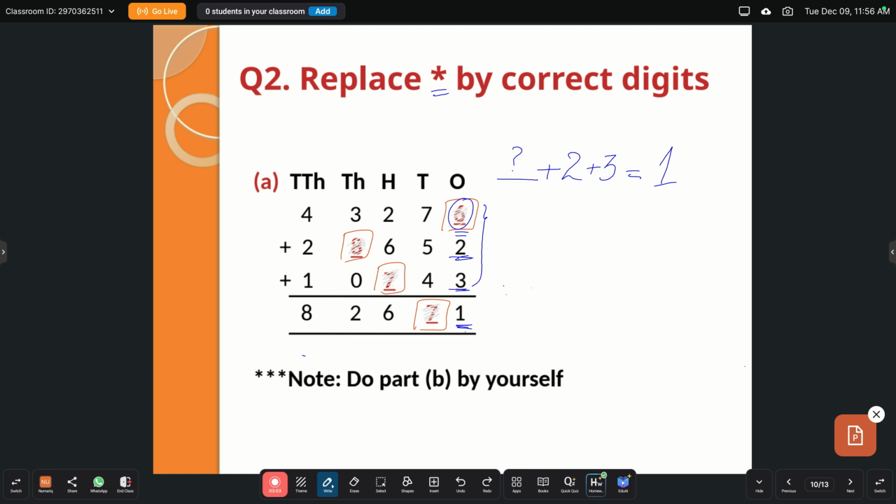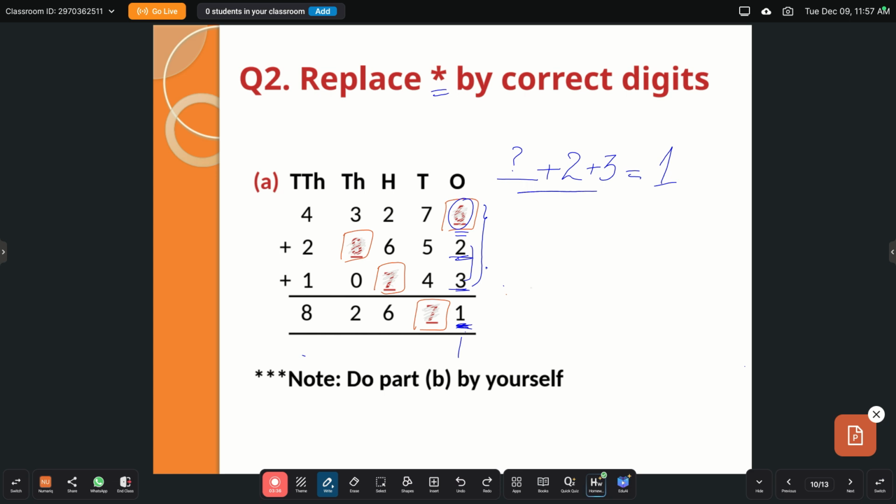Is it possible to have a sum that is less than the addends? No, it is not possible. Here it's asking you to add something to this 5 and you will get 1. It's not possible. So you will consider this 1 as 11. That's why this 1 will remain here and the other 1 will be carried over to the next column, and that column is tens column.